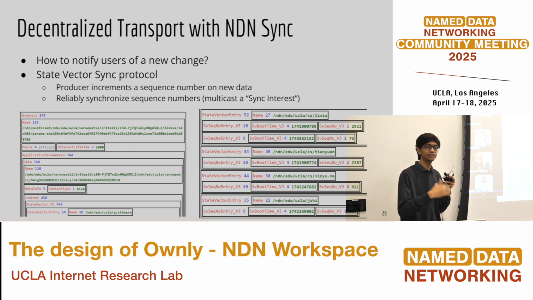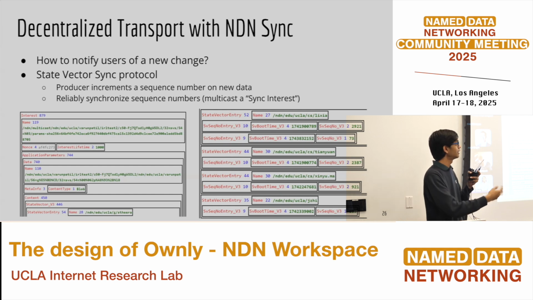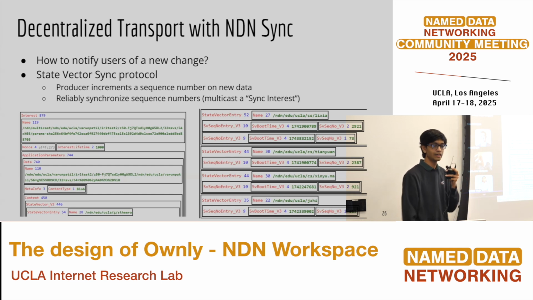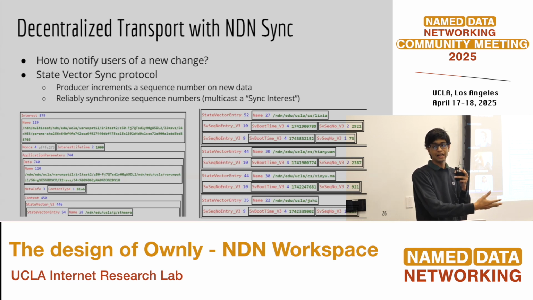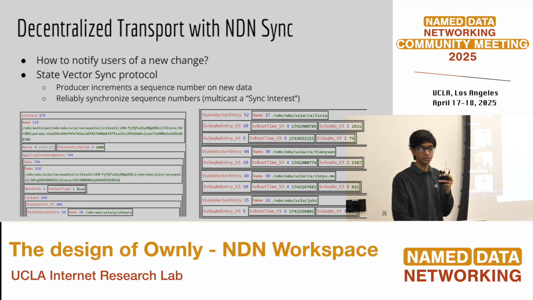And that is done by multicasting the sync interest. And the example here is actually a screenshot from a real workspace that we're using. It's essentially just the interest which carries a piece of signed data in it that gets multicast to everyone in the group, and that piece of data is secured in itself, and that has all the state vector entries, which are essentially tuples of name of the producer and the sequence number that is associated with them.